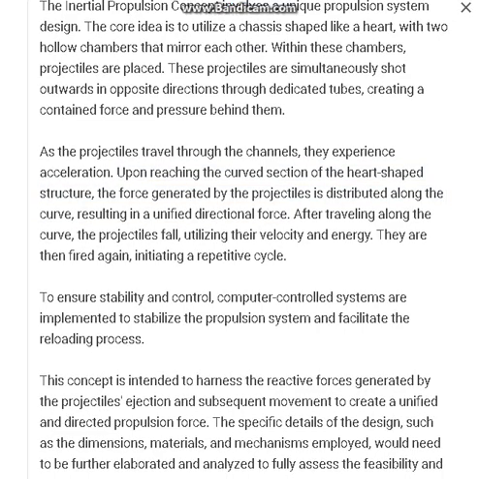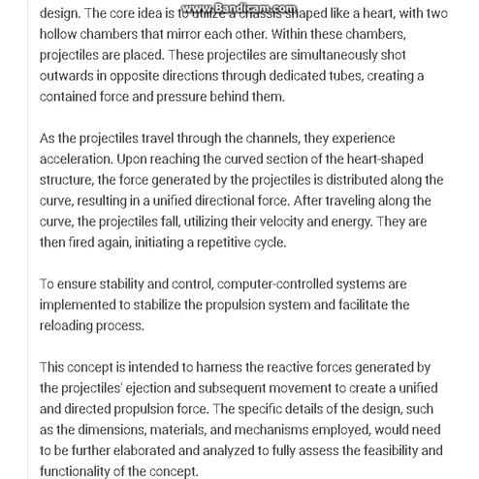The core idea is to utilize a chassis shaped like a heart, with two hollow chambers that mirror each other. Within these chambers, projectiles are placed. These projectiles are simultaneously shot outwards in opposite directions through dedicated tubes, creating a contained force and pressure behind them.